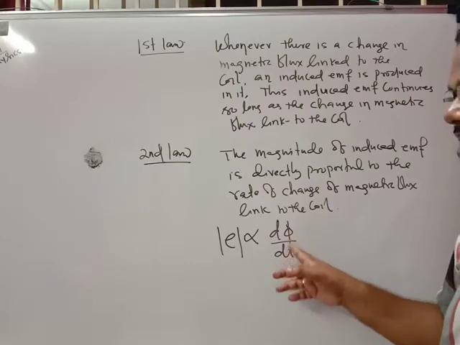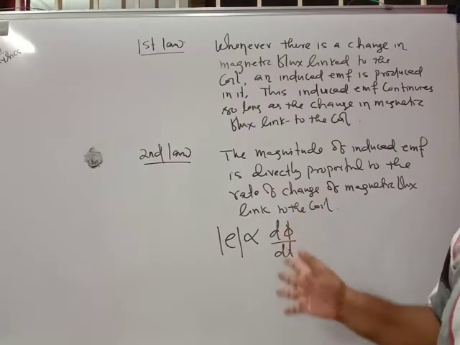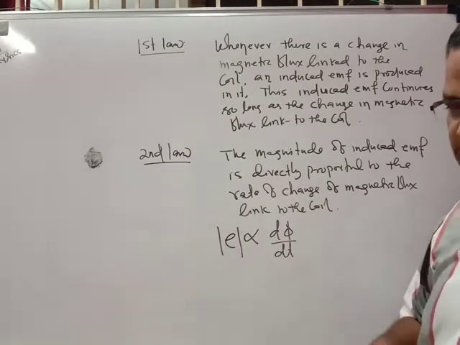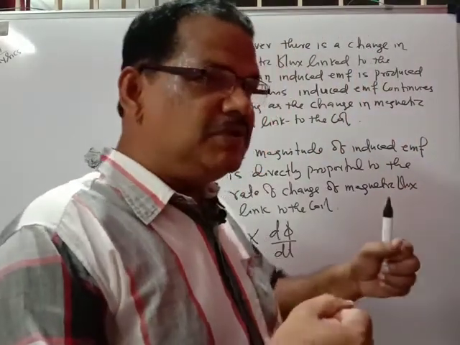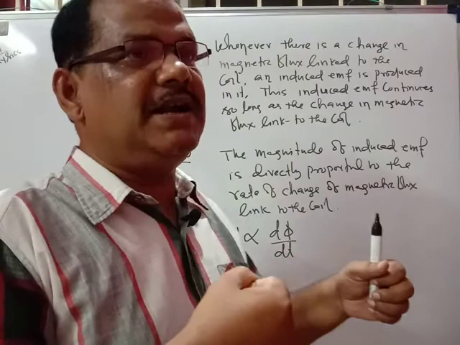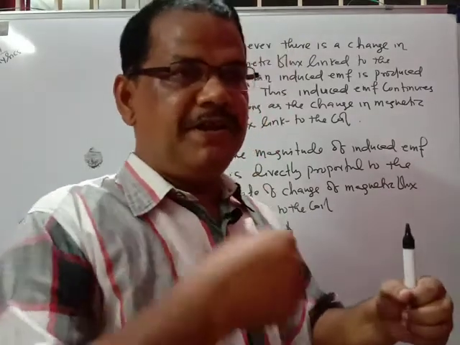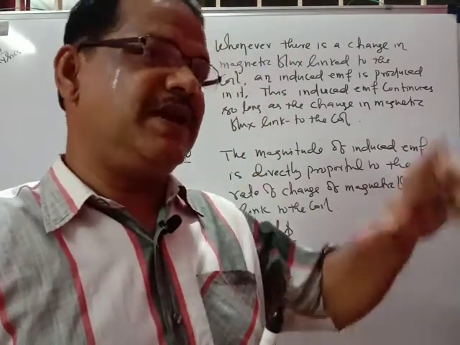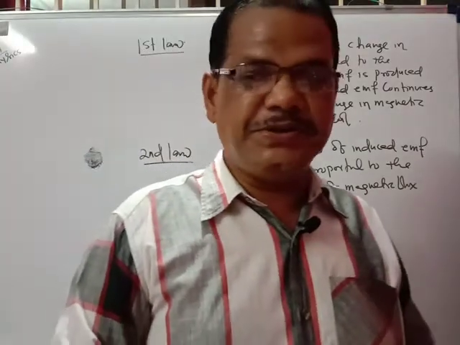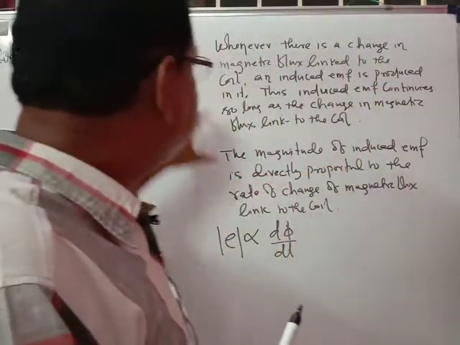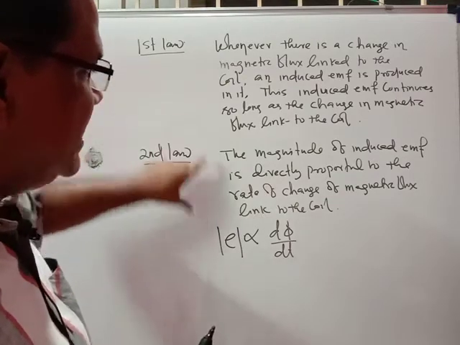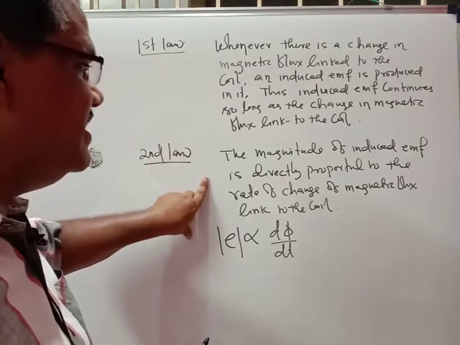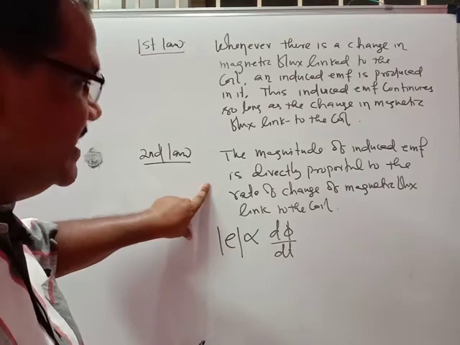It means that if the change in magnetic flux is more and more, then the induced current will also be more and more. So how do we increase the rate of change of magnetic flux? If you rapidly, very quickly, take the magnet towards the coil, we can get more and more induced EMF. These are the two laws of Faraday's law of electromagnetic induction, and the direction of the induced current will be determined by Lenz's law.